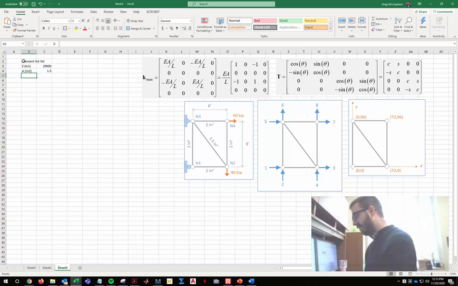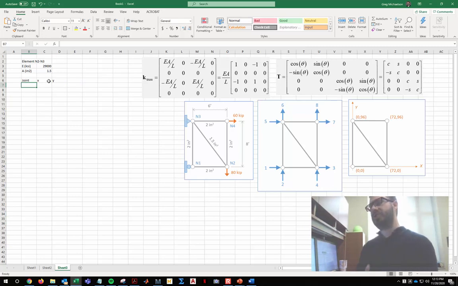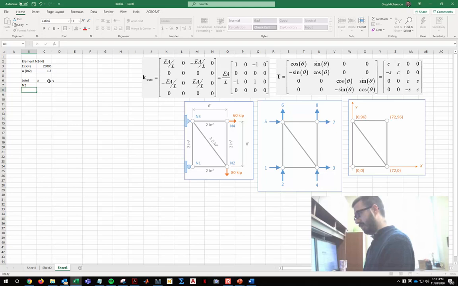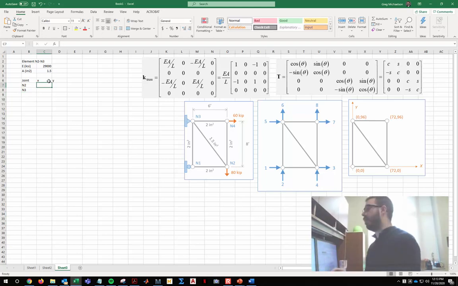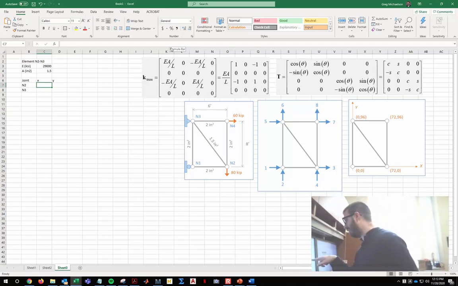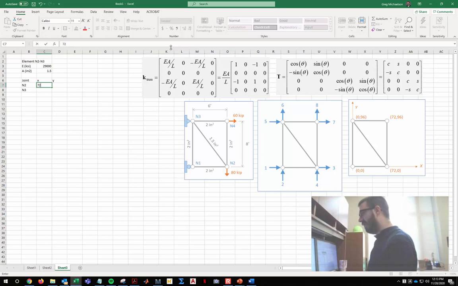So what I'll do for this is I'll say X, Y, and let's do a little table here. Let's do joint. And so we're going from element N2 to N3. So we'll do N2, N3. And let's write the X and Y coordinates. Okay? So the X and Y coordinates of joint number 2, and I put that over here in this image on the right, are 72 and 0. And then for N3, it's 0 and 96.